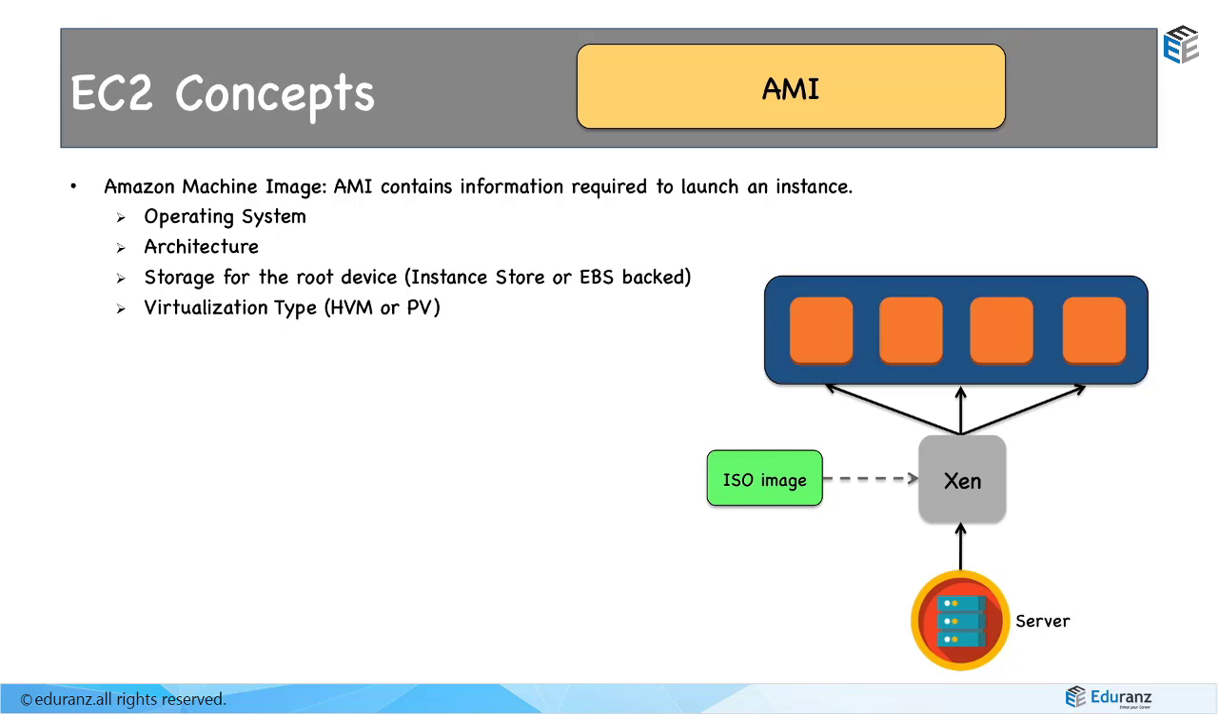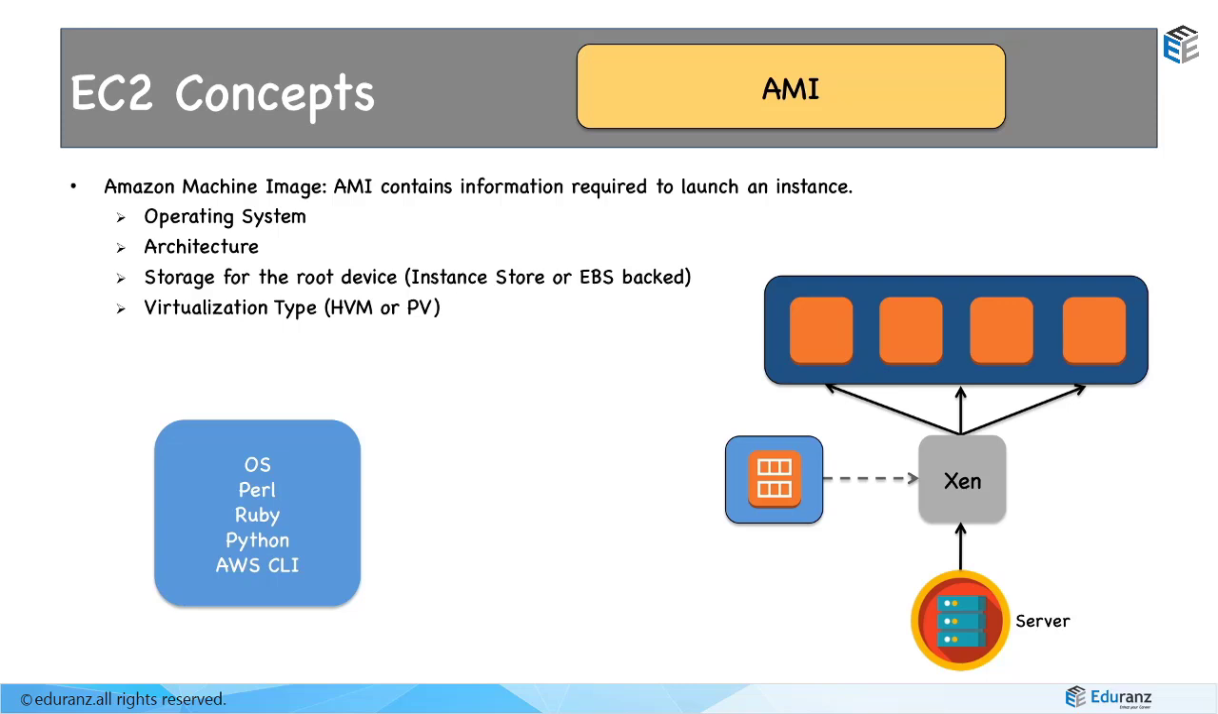It can contain the operating system, the operating system architecture, root device, virtualization type. So what kind of virtualization are you using to launch these virtual machines? Something like this. It can contain the operating system, and it can contain additional software also along with the operating system. So in our case, that means AMI is nothing but an ISO image which is provided to Xen, which contains the operating system along with other information.